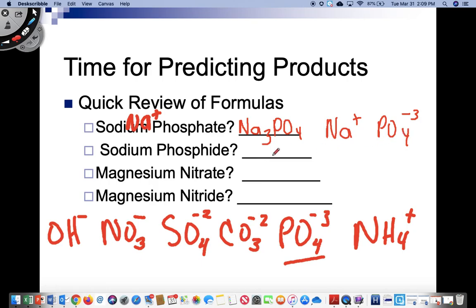All right. So what about sodium phosphide? Now phosphide is just phosphorus. So if you look in your periodic table, sodium is an alkali metal, charge of +1. Phosphorus has a charge of -3. Okay, because that's just phosphorus. So then you crisscross here, and this is Na3P. Okay, that's it.